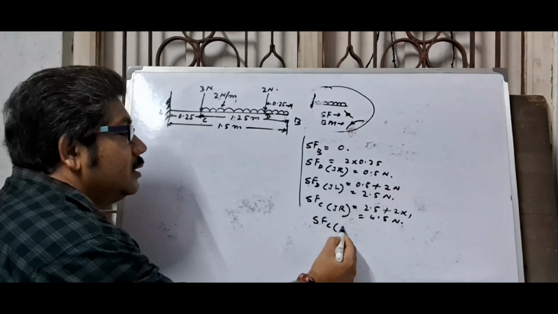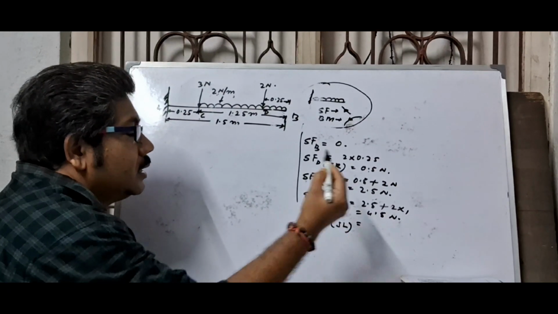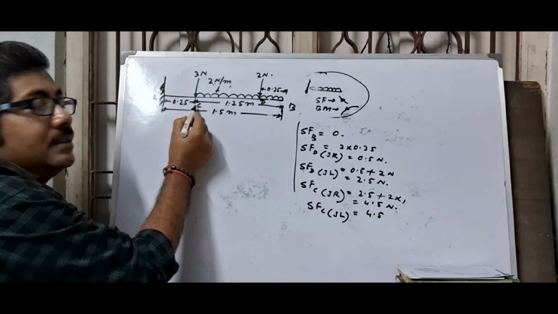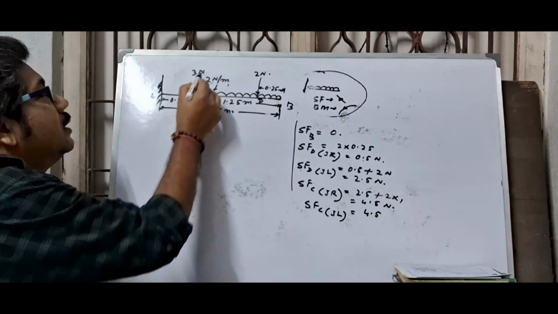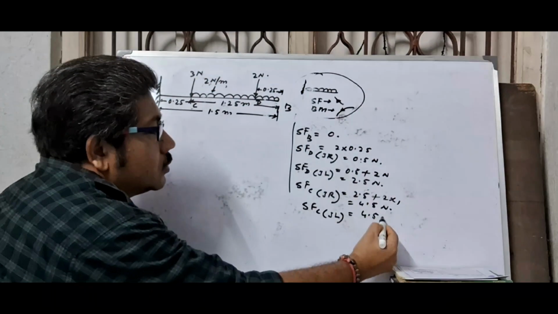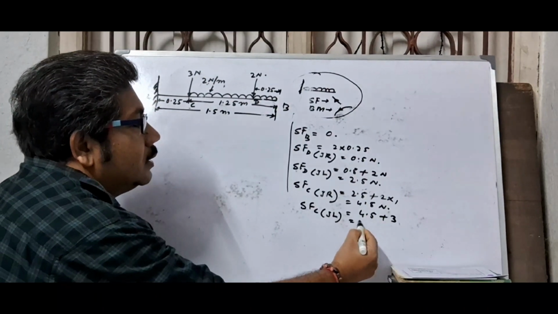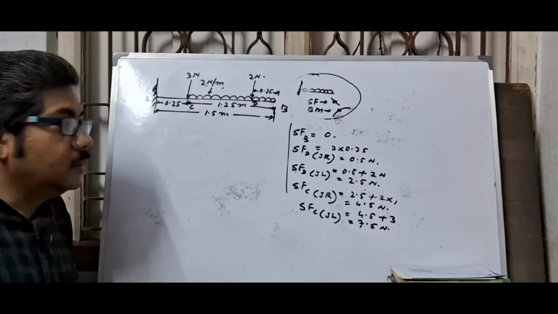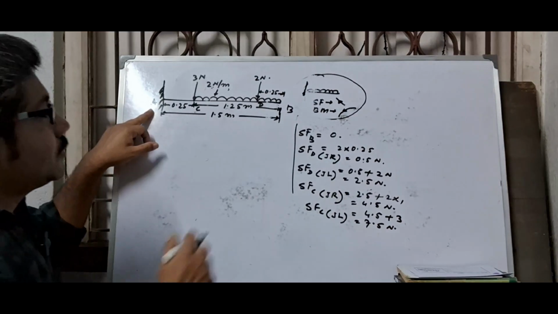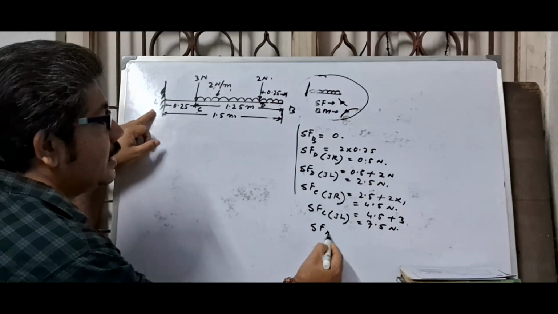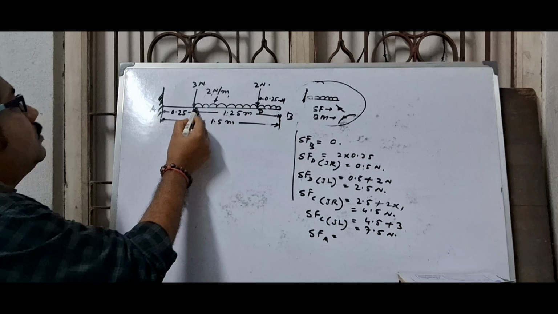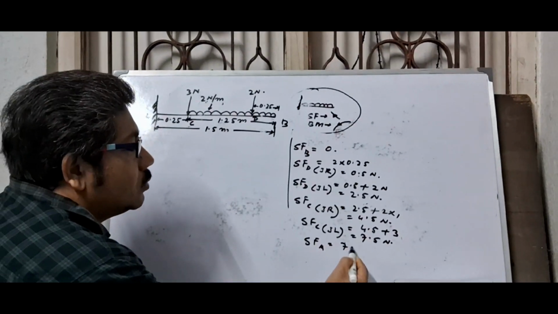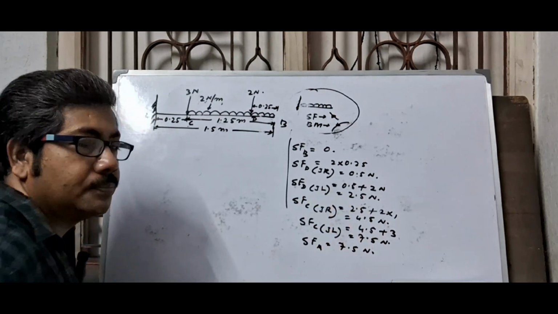And shear force at C just left. The previous value is 4.5, and when you touch the point C, you should take the value 3 Newton. So plus 3, this is 7.5 Newton. Now shear force at point A. From C to A there are no forces, so this value is 7.5 Newton.